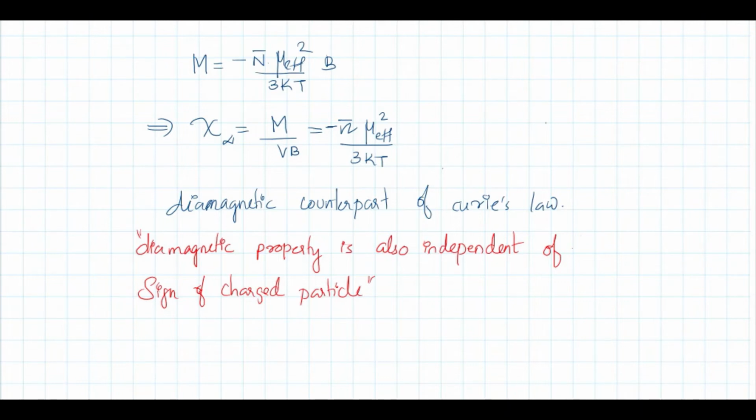Another important aspect is that this chi depends on mu effective square, that is, it depends on (eh by 4 pi mc) whole square. So irrespective of the sign of the charges, if it is an electron it will be minus e, if it is a proton it is plus e, but it is the square, so chi depends on the square. So irrespective of the sign of the charged particles, this diamagnetic phenomenon exists. Diamagnetic property is independent of the sign of the charged particle, whether it is positive or negative. If there is an orbital motion in the presence of a magnetic field, there will be diamagnetic property.